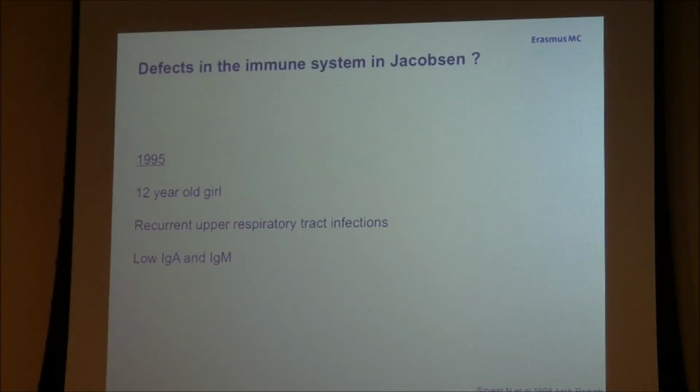I show you some examples of cases already known for some years, like for instance this is a publication from 1998, so already over 16 years ago. A 12-year-old girl with indeed recurrent upper respiratory tract infections, and also found in the Schouten guy low immunoglobulin A and M levels.